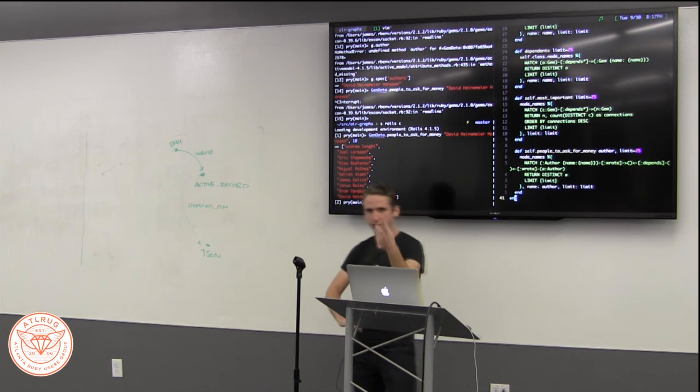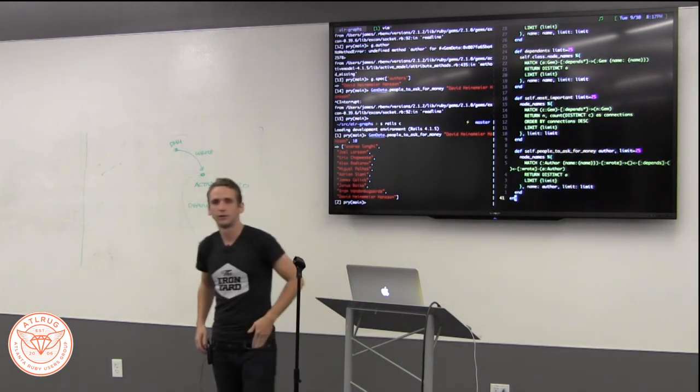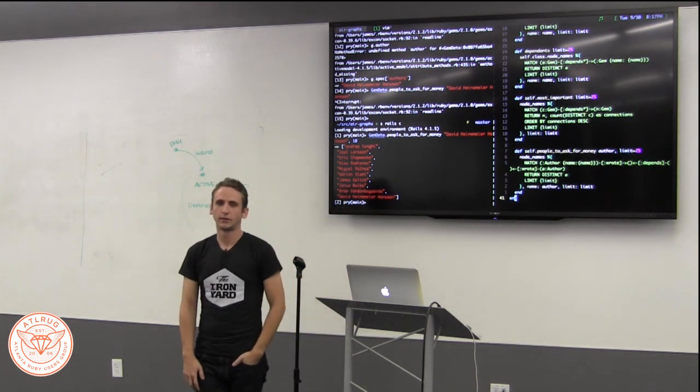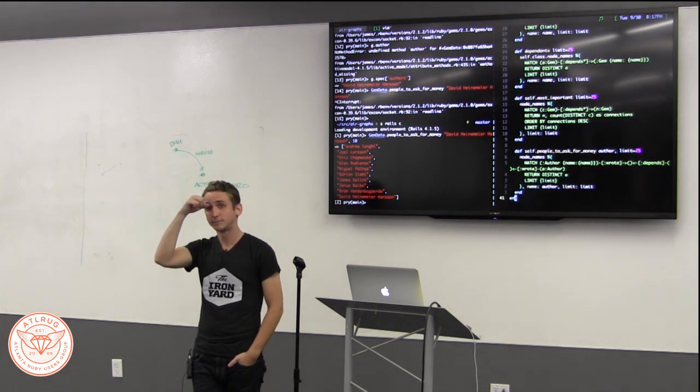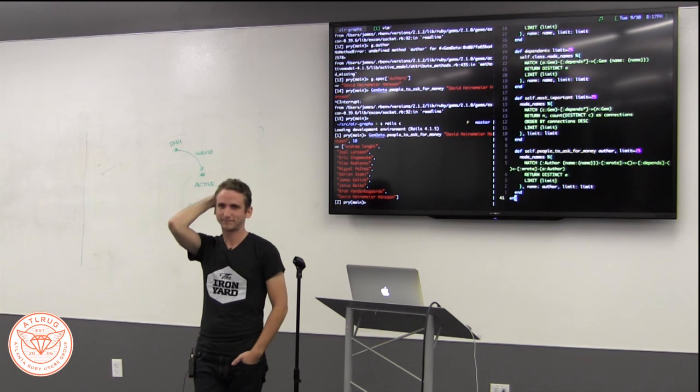I think that's it for code examples for me. Questions? So you talked about PageRank and graphing the web as an example. How do systems at that scale address tracing the graph?